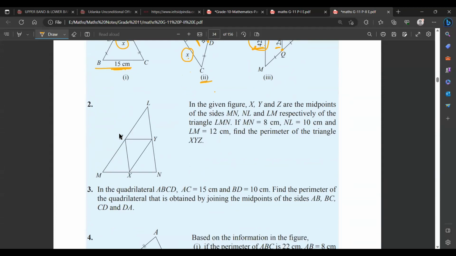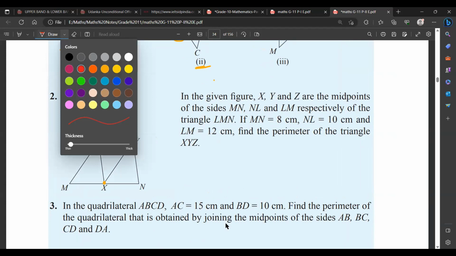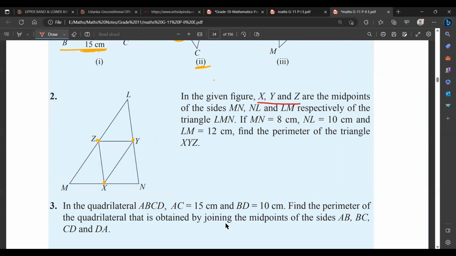We can finish this one by today, no? Okay. Second one. Do the second one. The given figure, X, Y, and Z should be the midpoints. This one midpoint, this one midpoint, and this one should be a midpoint. They tell it like that, okay? X, Y, and Z are the midpoints of the sides MN, NL, and LM.